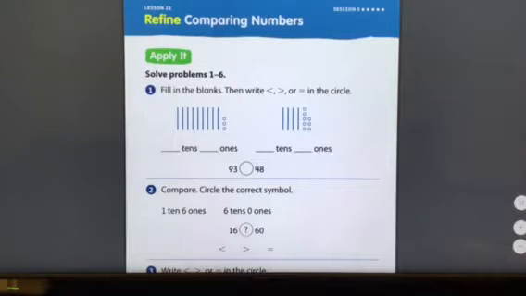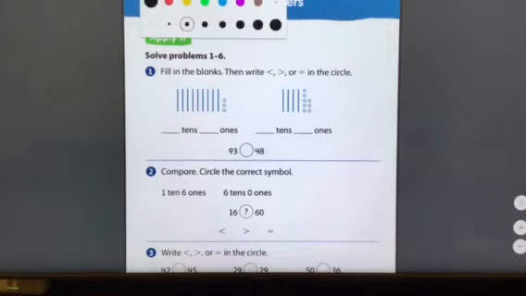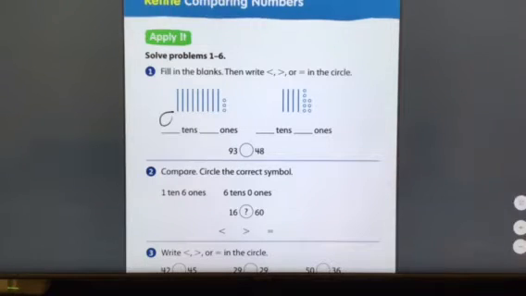Number 1, fill in the blanks, then write less than, greater than, or equal to in the circle. You're going to need to count how many tens and how many ones. There's 1, 2, 3, 4, 5, 6, 7, 8, 9 tens. So on the line, you're going to need to write that there are 9 tens. And there's 1, 2, 3 ones. So altogether, there's 93.